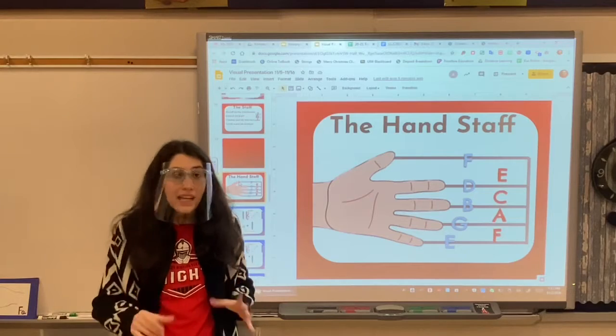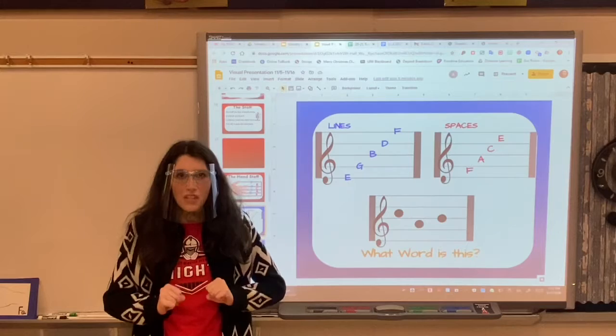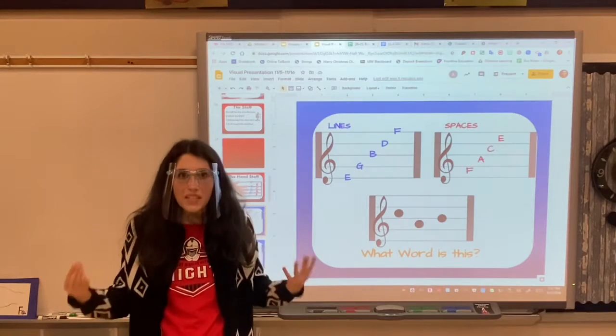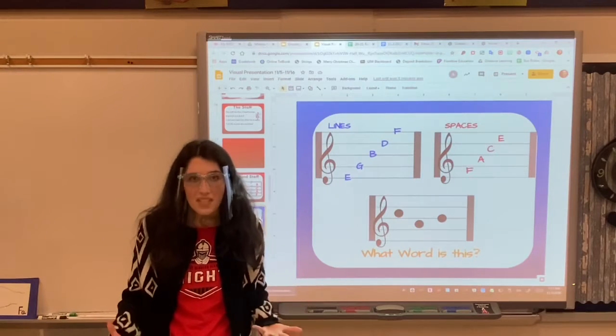Now we are going to go ahead and look at some more words. There was a little confusion last time over how to do this assignment. So I just wanted to break it down a little bit more and help you guys understand it.